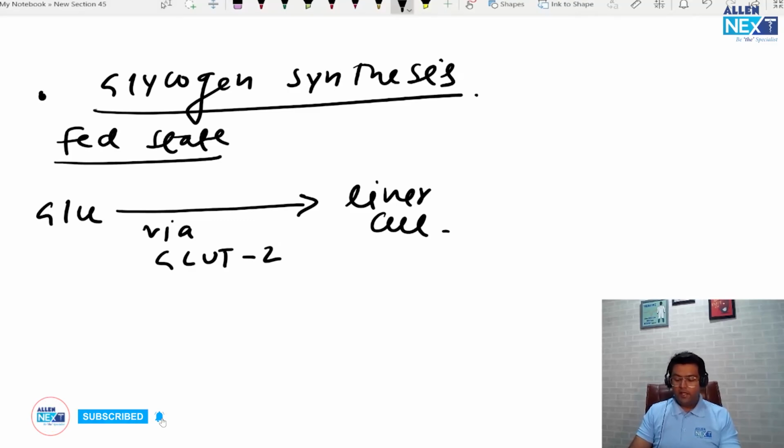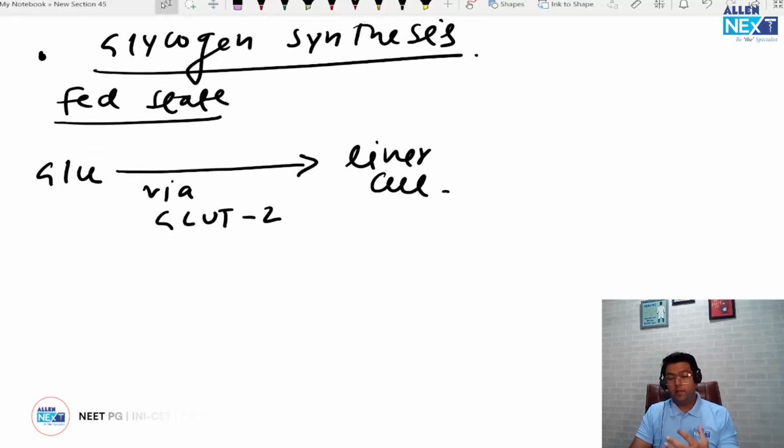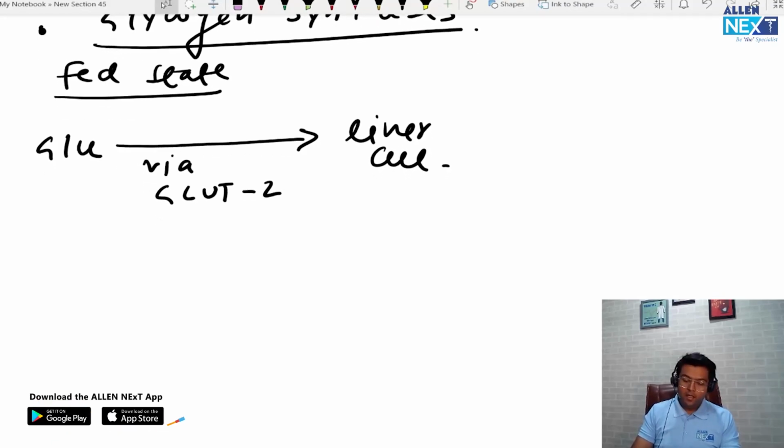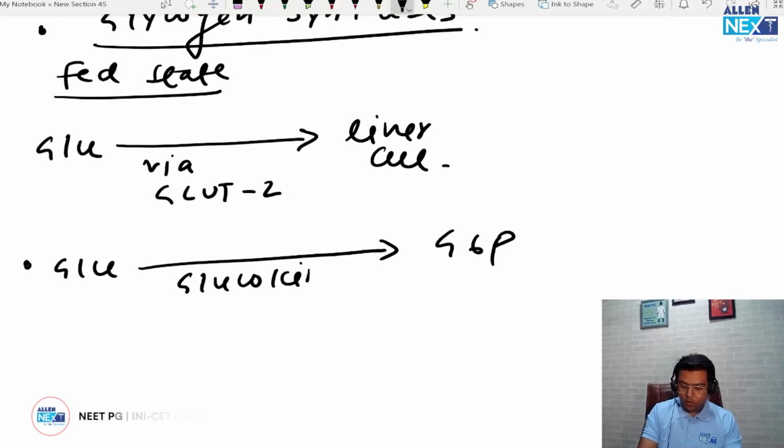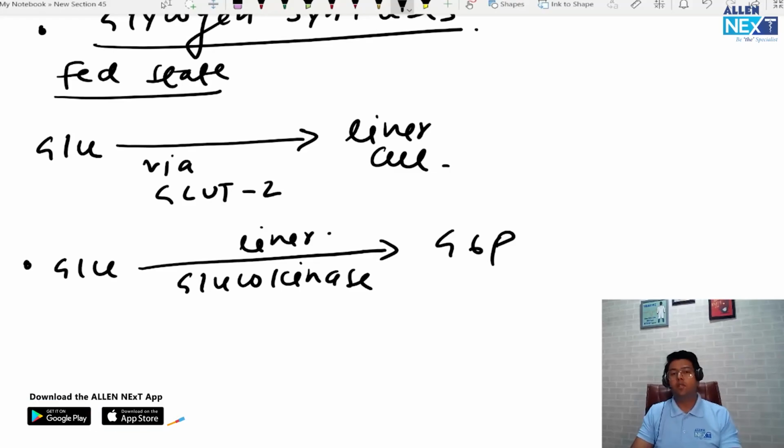So now the liver cell has the glucose. Now the liver cell has the enzyme glucokinase. Fine. So what will the liver cell do? The liver cell will convert glucose to glucose 6 phosphate. That enzyme is called glucokinase. So this is functioning in the liver only.